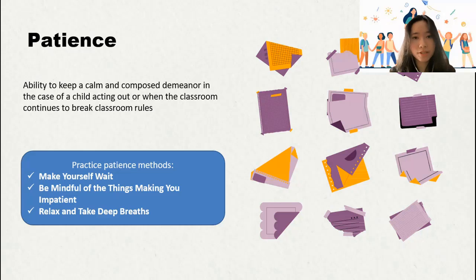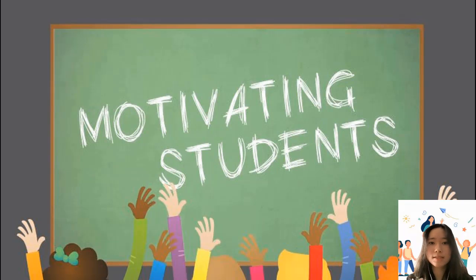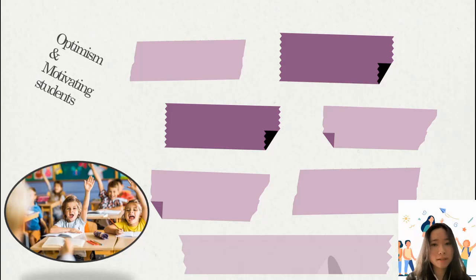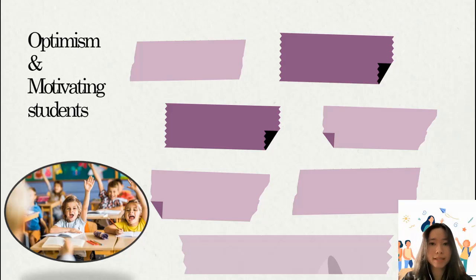Another skill that I would like to mention is optimism and motivating students. When a situation gets tough and students find it difficult to move ahead, the teaching assistant should give them encouragement. These students may have a learning disability that makes it hard for them to master certain subjects, techniques, or activities. But with the help of a teaching assistant, they can improve significantly.